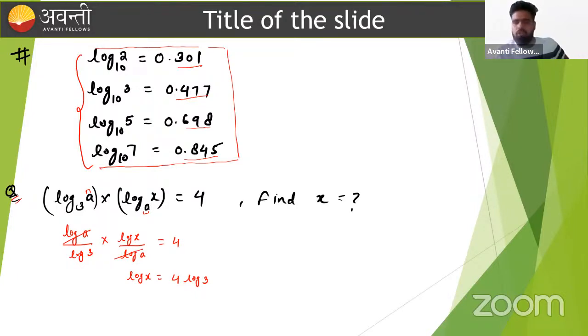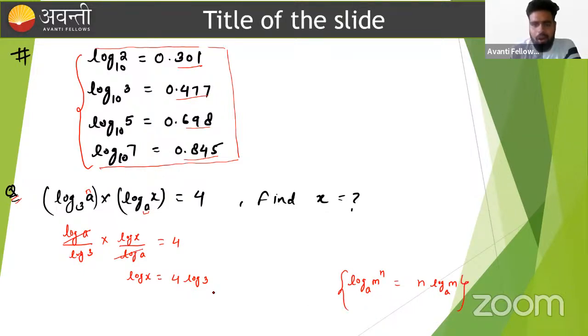Whatever we assume, Bhagwan, Allah, Jesus, anything, we can say if we apply property number 3. What is property number 3? If the input has some exponent, then this can be written as n times log m base a. So if we apply this property here, how can we write it down? Okay, sir, this can be written as log 3 raised to power 4.